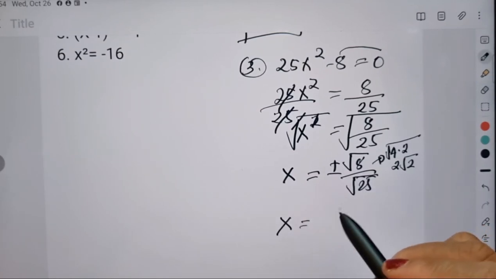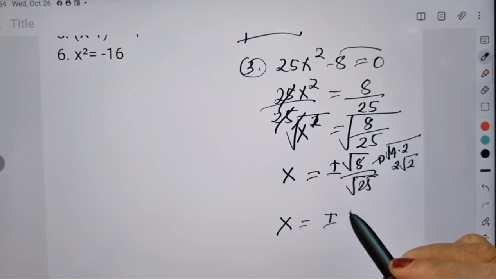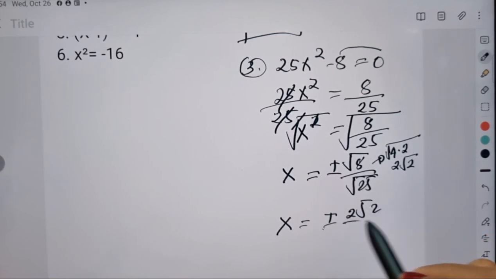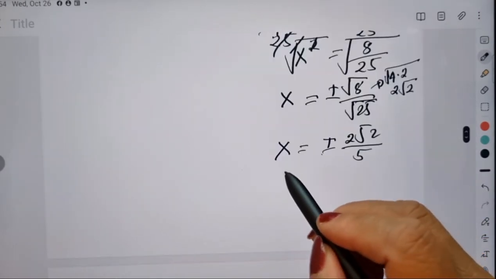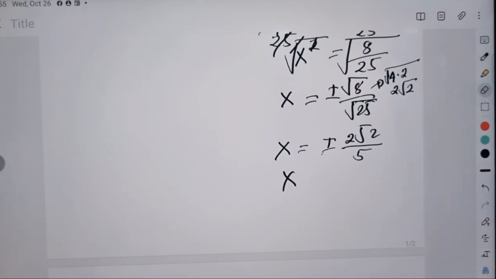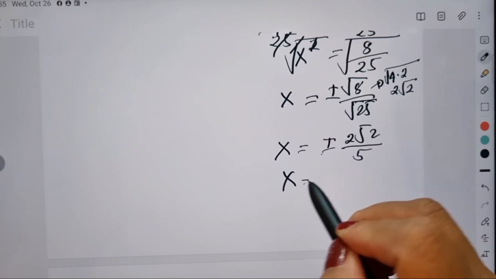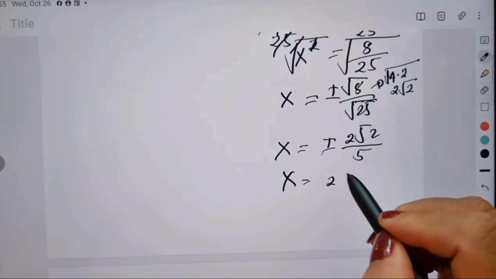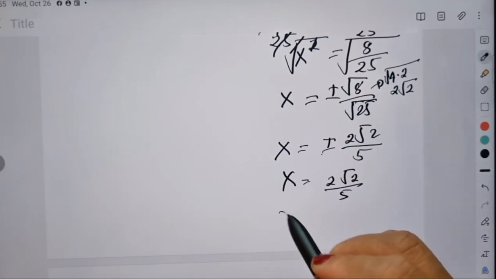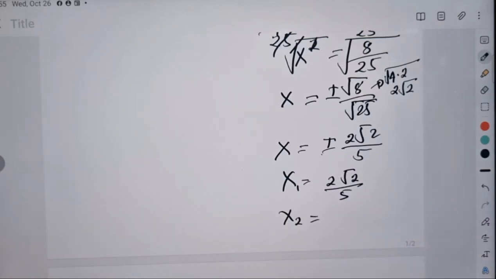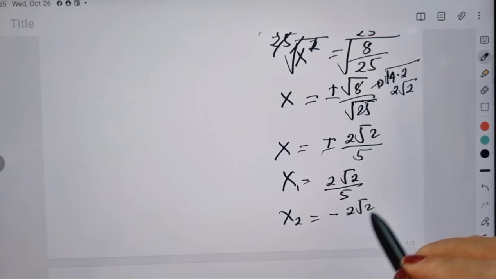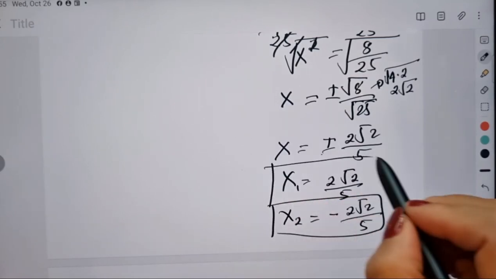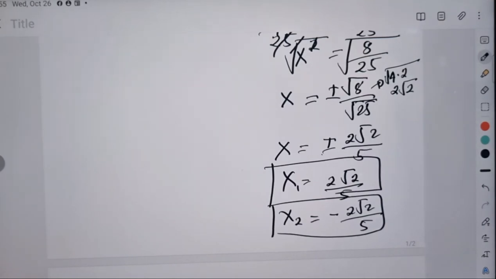So, we have x is equal to, sa numerator natin, meron tayong positive, negative, 2 square root of 2. And then, sa denominator natin naman, meron tayong, what is square root of 25? That is 5. Okay? So, ngayon, we have now two values of x. The first one, x is equal to positive, o kahit hindi nyo nalagyan, positive 2 square root of 2 over 5. And then yung second solution natin, magiging negative 2 square root of 2 over 5. So, yan. Okay? So, pag hindi siya perfect square, kailangan nyo siyang i-simplify. Okay, next.